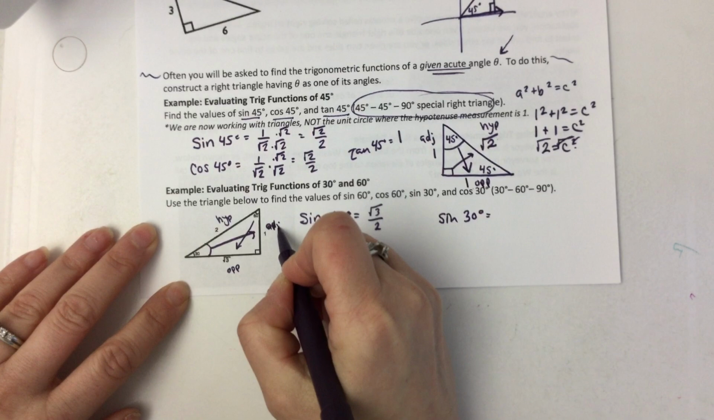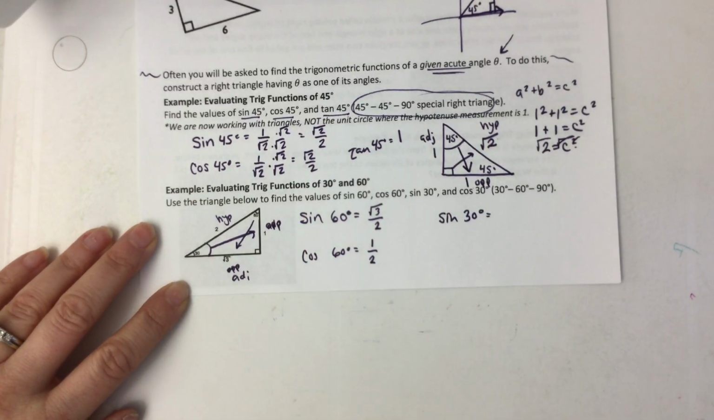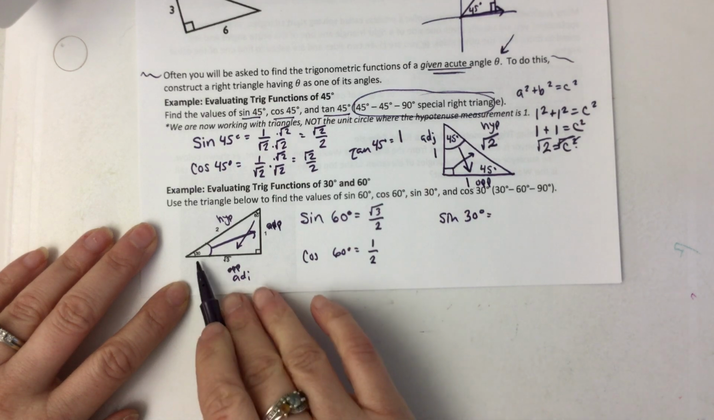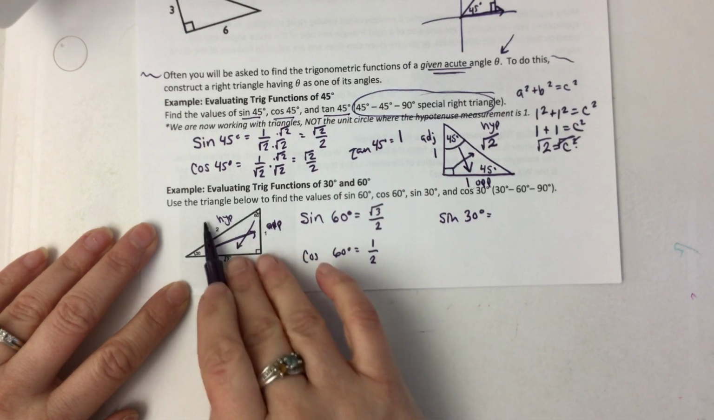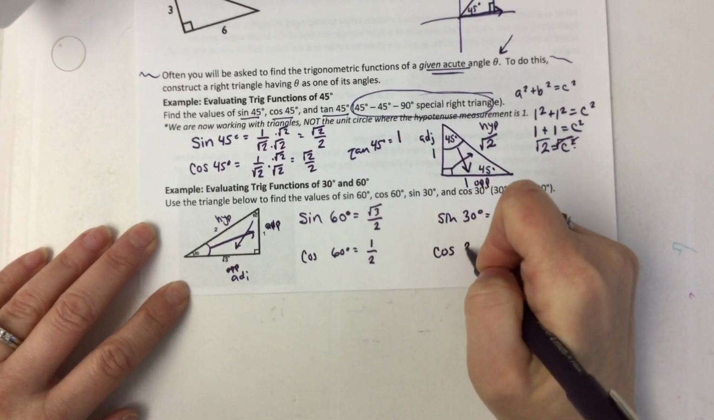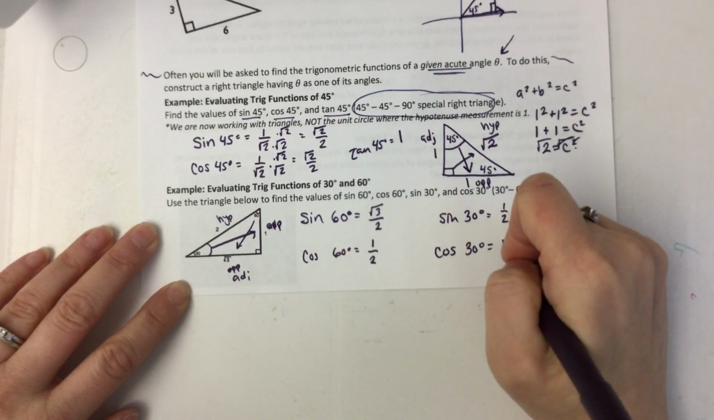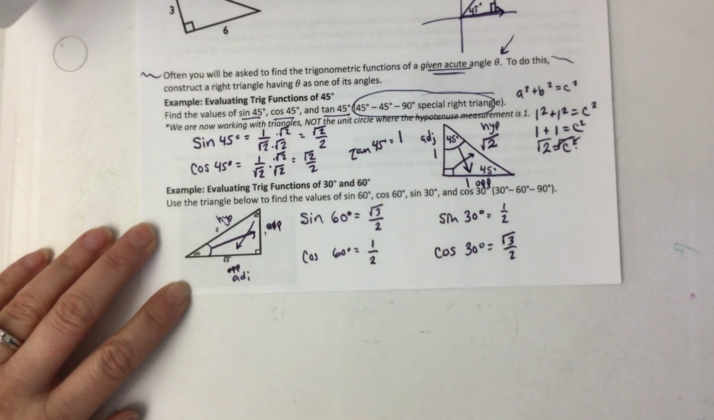So now the opposite is 1. The hypotenuse is still 2. Adjacent is the square root of 3. So the sine of 30 is opposite over hypotenuse. It's 1/2. They want us to find the cosine of 30. Cosine of 30 is the adjacent over the hypotenuse, so square root of 3 over 2.